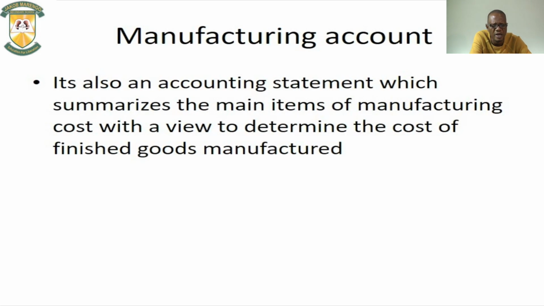So the cost of finished goods is then transferred, that's what I said earlier, to where? To the trading account. Let me repeat that one. When you prepare a manufacturing account, you are going to get what? The cost of finished goods. Then you will now transfer it to where? To your trading account. Then you can go ahead with your income statement.